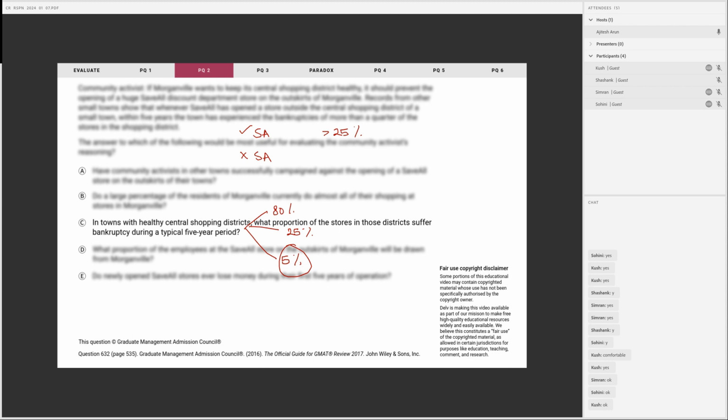And the other extreme: if with a Save All you have more than 25%, but without a Save All the normal rate of bankruptcy is 80%, then that's going to hurt the community activists' reasoning. It would actually mean that the Save All is good for the central shopping district. And just in case anybody is wondering how a Save All could possibly be good for the central shopping district, I'll just give you a quick example.